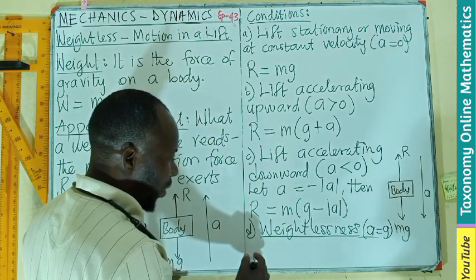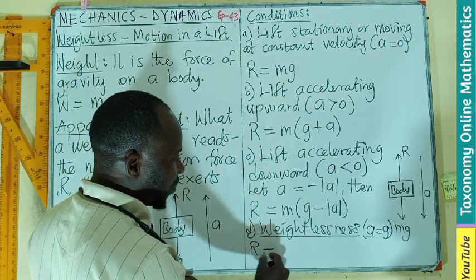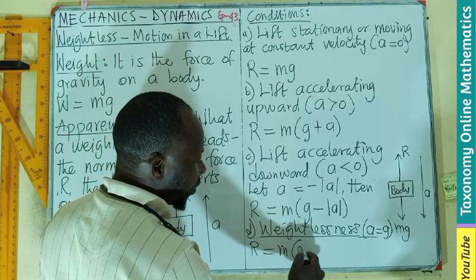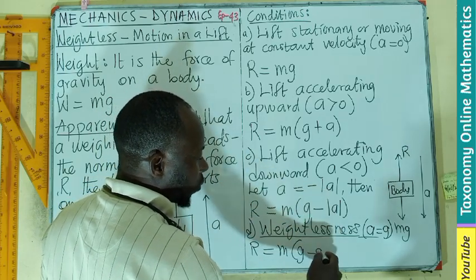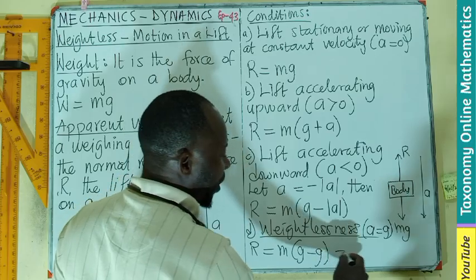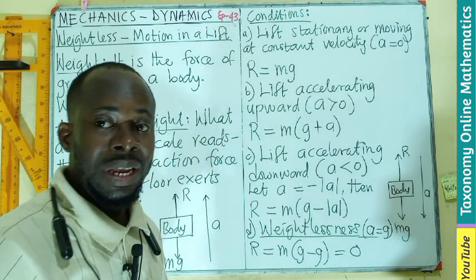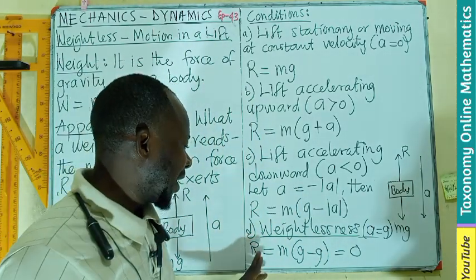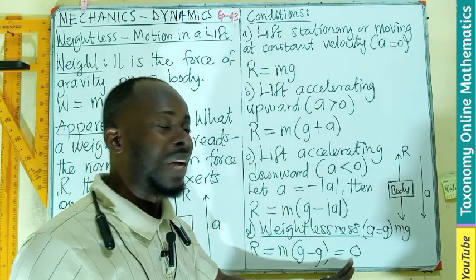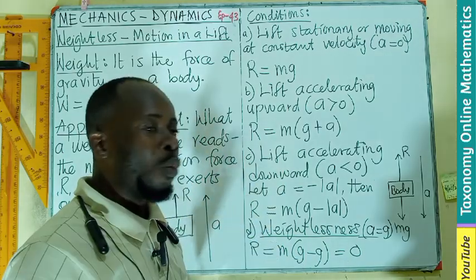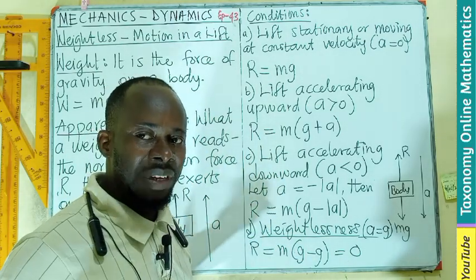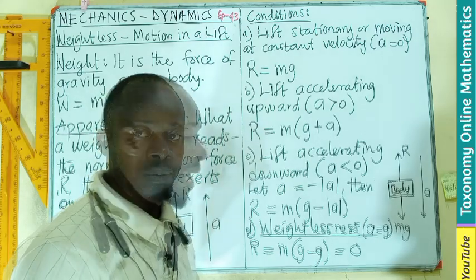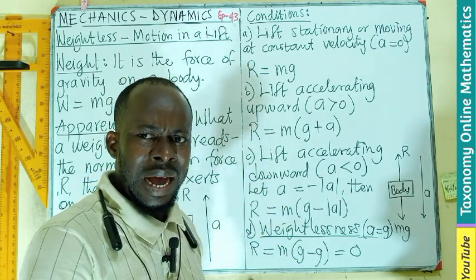If it is moving downward, then your normal reaction becomes mg minus a, which is also going to be g. So the whole of this becomes what? Zero. So the point where we can say that the normal reaction is zero is where we have weightlessness. That is the point at which the body begins to float. I guess the concept is understood.